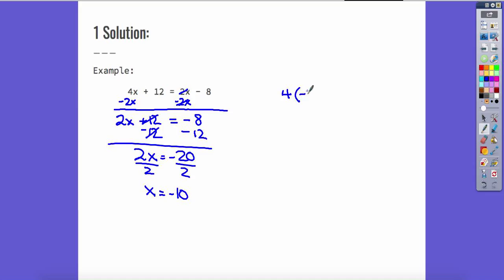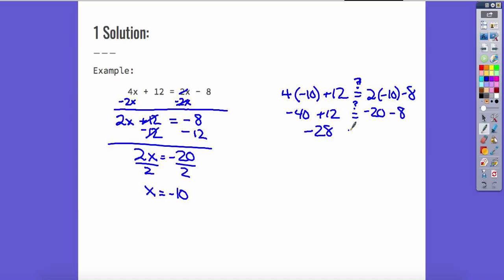So I would have 4 times negative 10 plus 12. Does that equal, and I'm going to put a little question mark there, does that equal 2 times negative 10 minus 8? Well, let's check it out. Negative 40 plus 12, does that equal negative 20 minus 8? This is going to give me negative 28 equals negative 28. And so it does work out as a true statement that x does equal negative 10, and it makes this piece equal this piece. Okay, so this has one solution and one solution only.